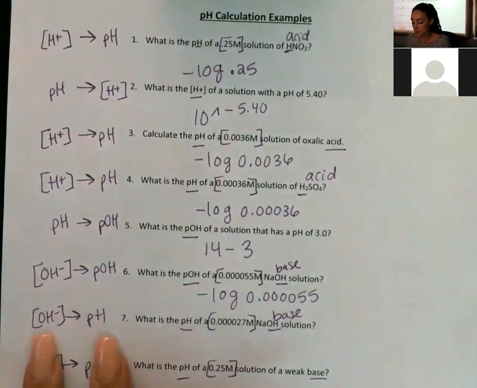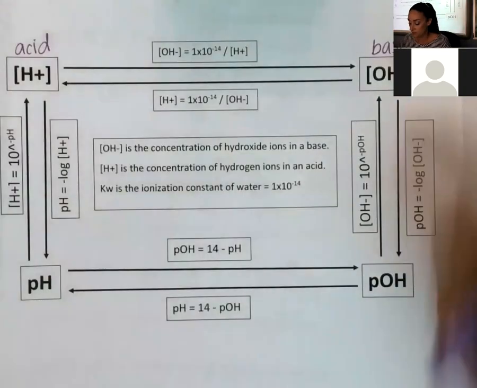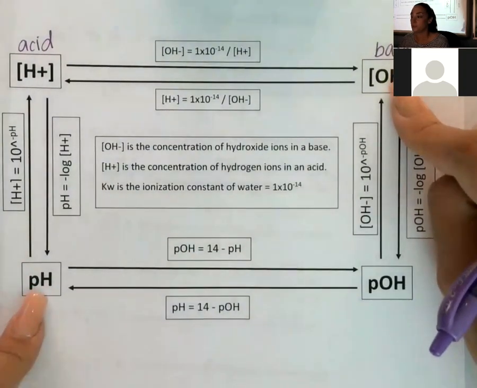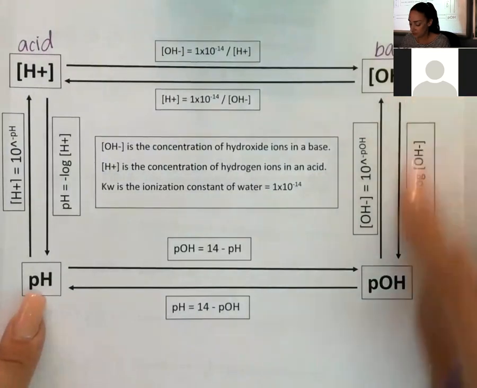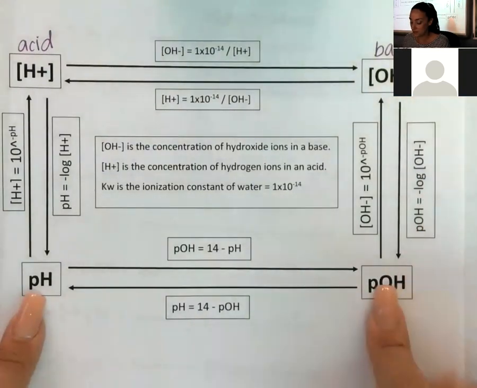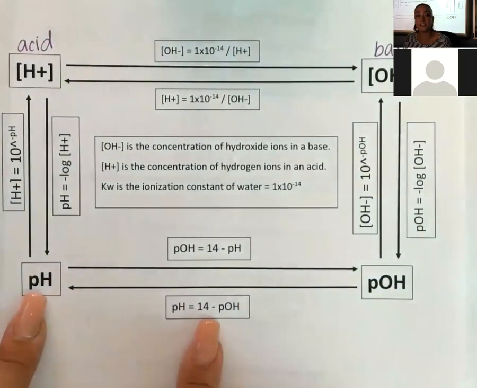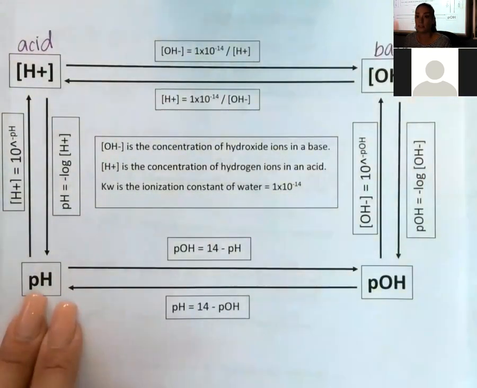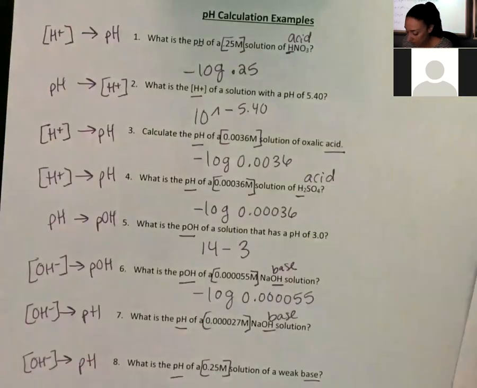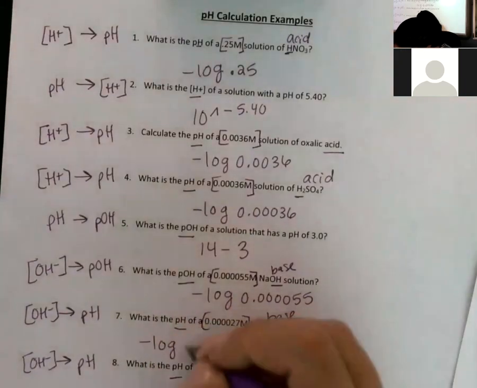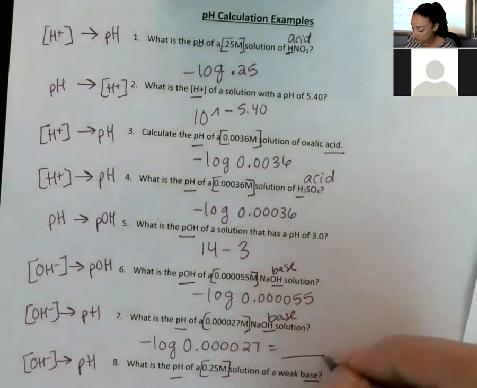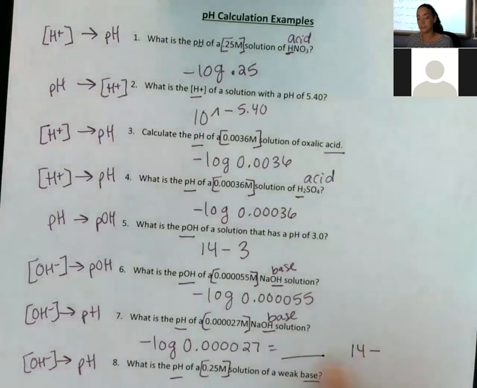Okay. On number 7, we're going from OH to pH. So from here to here. Now, whenever you have a corner to corner, that means you're going to have 2 equations that you have to use. Okay. So we can go down and take the negative log. And then once you have that answer, we can go across and subtract 14 minus that answer to get here. So we're going to use this equation and this equation to get there. So we'll take the negative log of the concentration. And then whatever we get here, we're going to take 14 minus that answer.